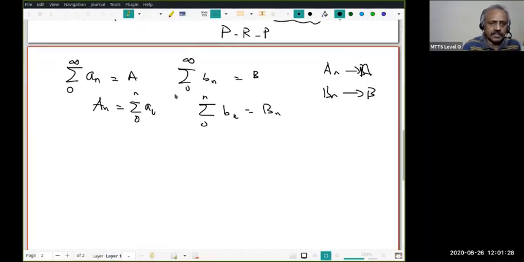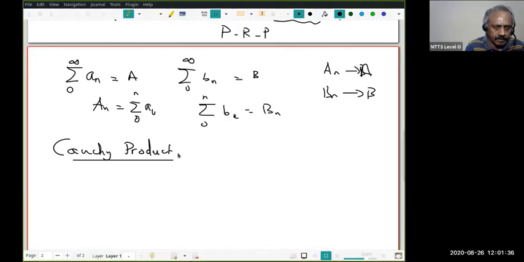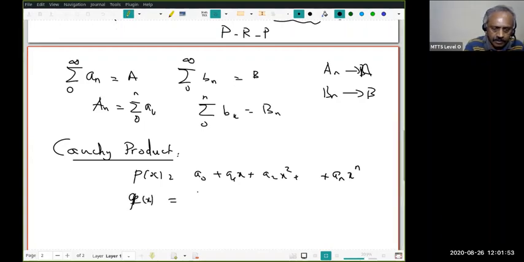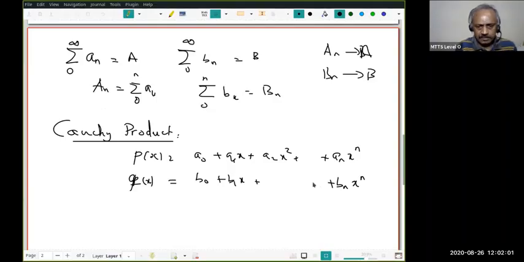Now I want to define the so-called Cauchy product of these series. This is nothing difficult. You think of the polynomial. Suppose I have a polynomial p of x equal to a naught plus a1 x plus a2 x squared plus ... plus an x power n, and let us say q of x equal to b naught plus b1 x, etc., bn x power n. The degrees may be different, but you write it with extra zero coefficients, the typical way you do that.